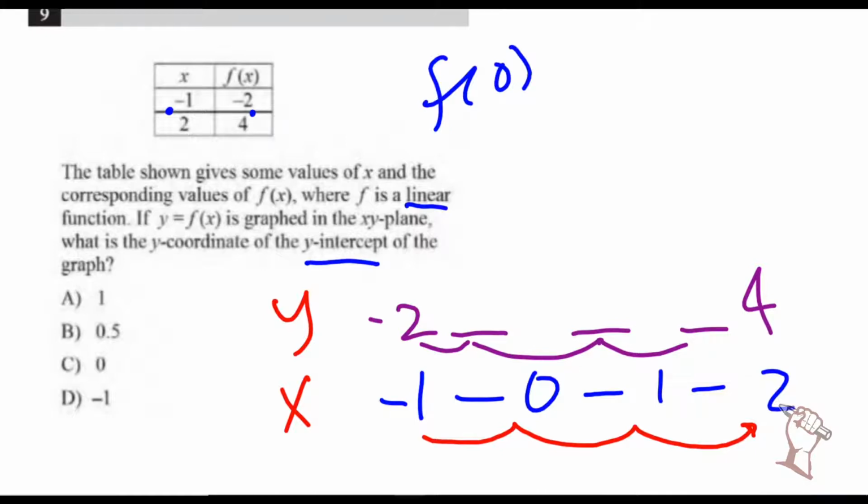0. Let's see, how many blanks? Oh, I got one too many blanks. That's it. 1, 2, 3. 0, 2, 4. Whew.